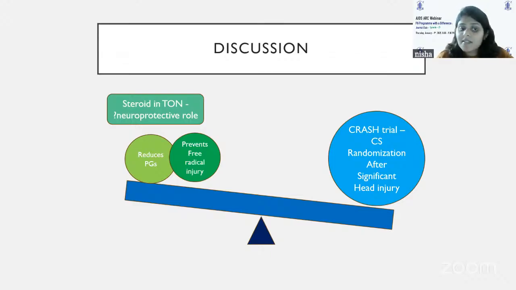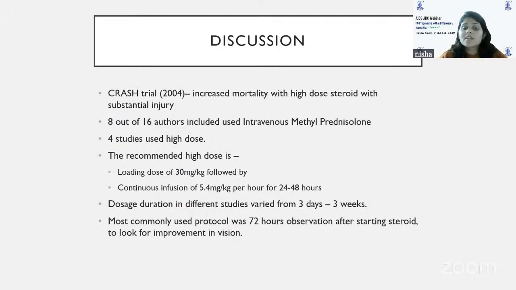But in recent times, this has come into question, especially because of the CRASH trial, which was conducted in 2004, and stands for corticosteroid randomization after significant head injury. As per that trial, they had noticed increased mortality with high dose steroid in substantial head injury. So the normal steroid protocol that is followed is a high dose, usually given with a loading dose of 30 milligram per kg, followed by continuous infusion of 5.4 milligram per kg per hour for 24 to 48 hours. And 4 studies out of the 16 studies had followed this high dose protocol.